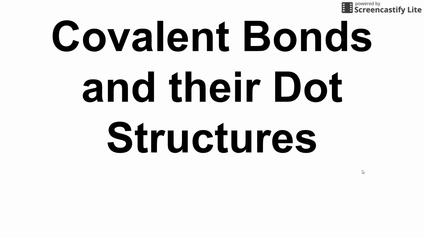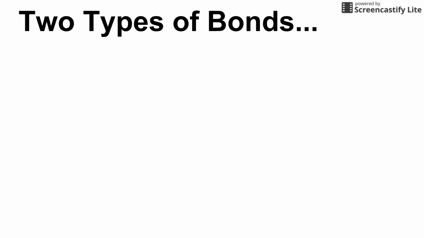Great, as promised, in these slides, we're going to talk about covalent bonds and their dot structures. There are two types of bonds again: ionic, which the previous slides addressed, and covalent bonds. That's what these slides are going to address. We're going to define it and represent it in dot structures. We'll do the whole thing.